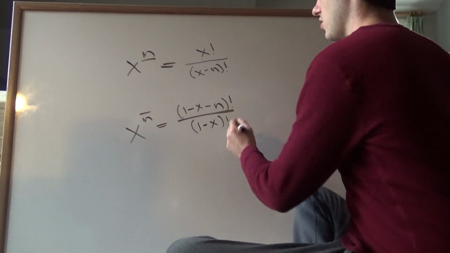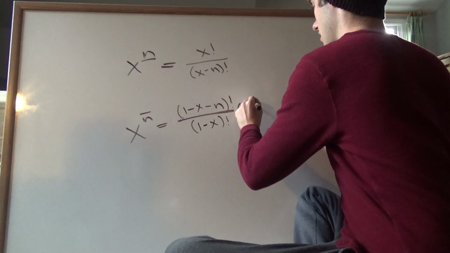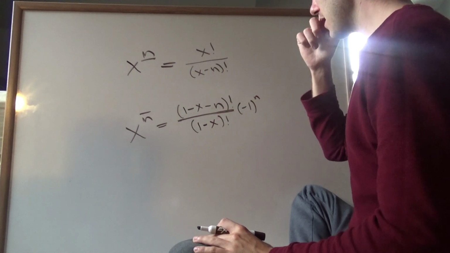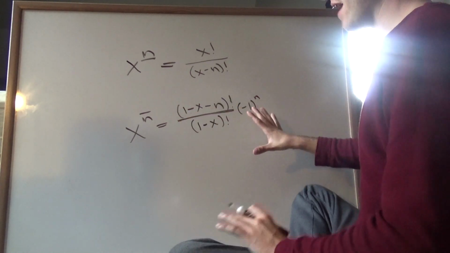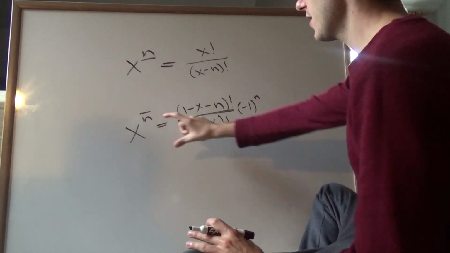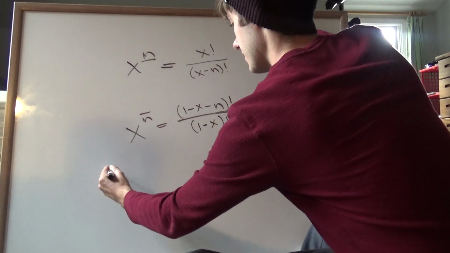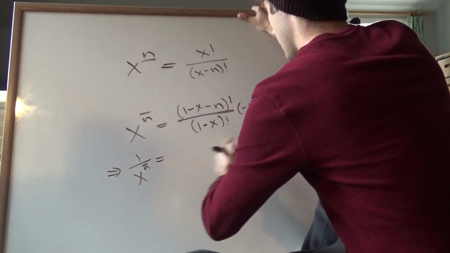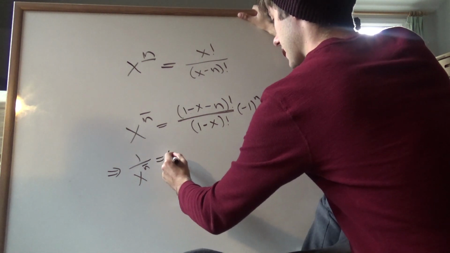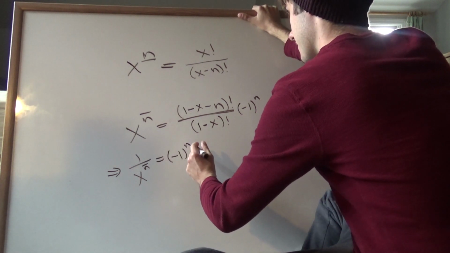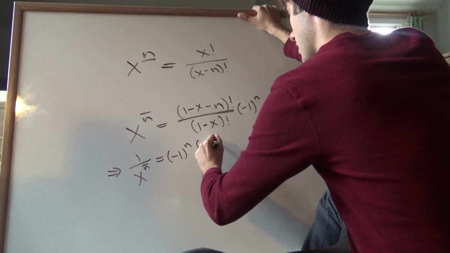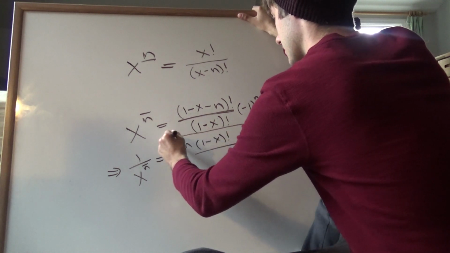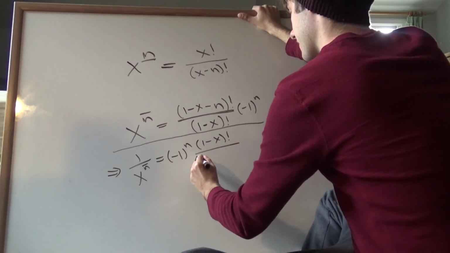So if I rearrange it like that, I get negative 1 to the n factored out like that. But nothing has changed. I haven't changed the value of anything. I've just cosmetically altered it. So now I'm going to reciprocate this. So this means that 1 over the rising factorial, of course the reciprocal of powers of negative 1 are just the same powers of negative 1. But now I have 1 minus x factorial divided by 1 minus x minus n factorial.